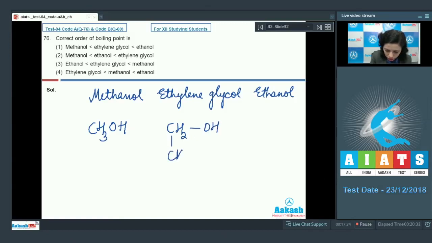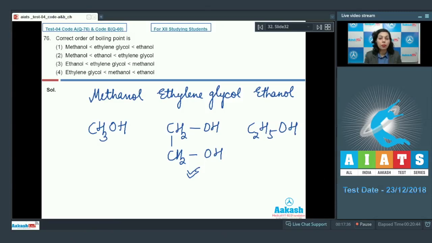Structure is like this, and further is ethanol. In case of ethylene glycol, the extent of hydrogen bonding is maximum. Why? Because it will show the hydrogen bonding due to the presence of two alcoholic groups. One is this, another is this. So maximum boiling point would be there for ethylene glycol.